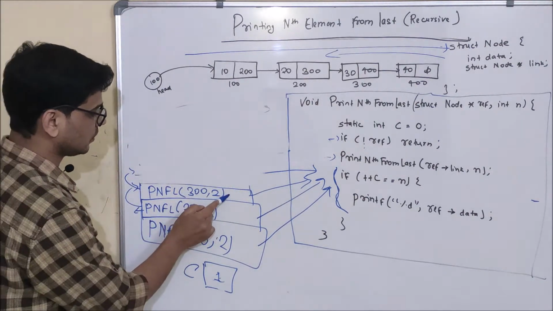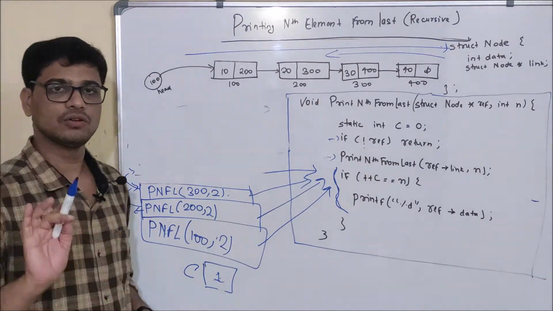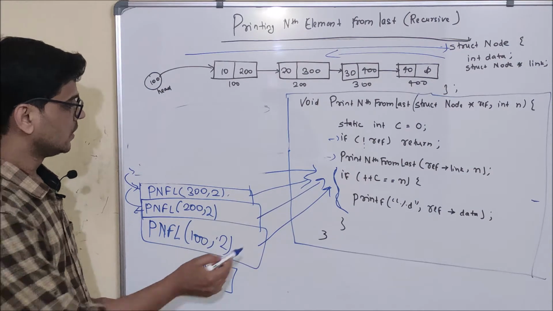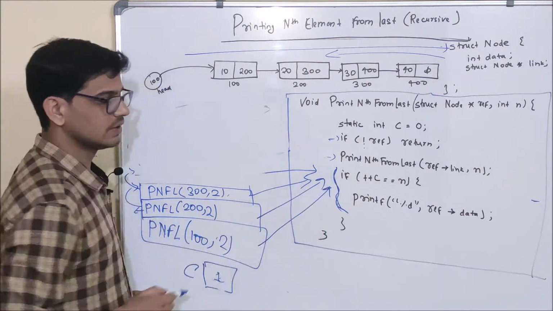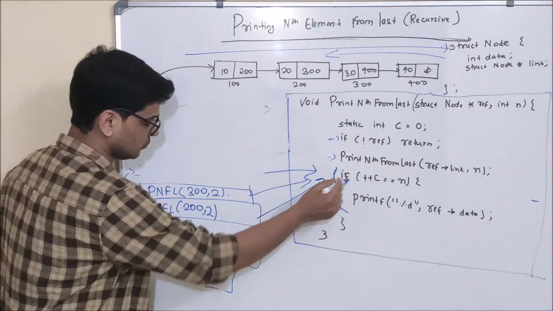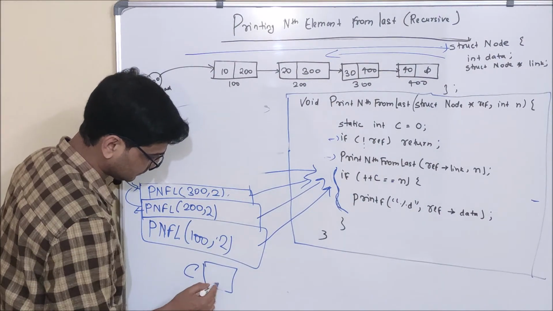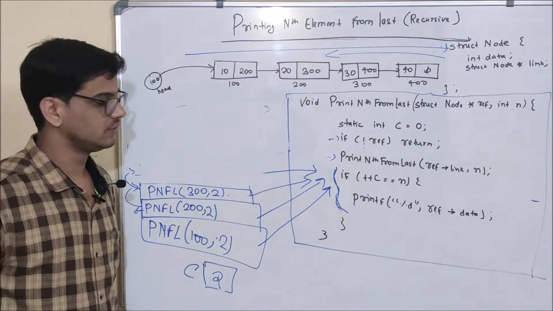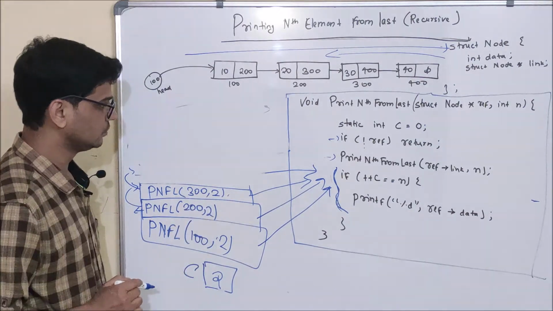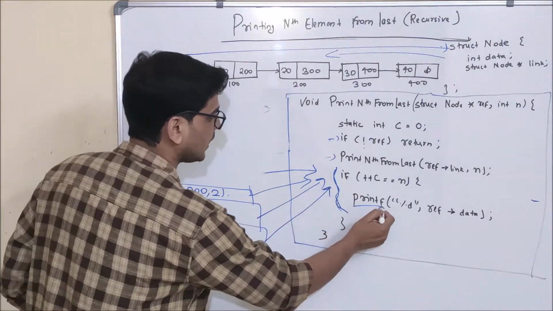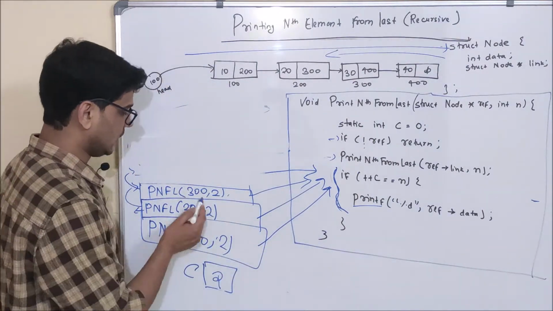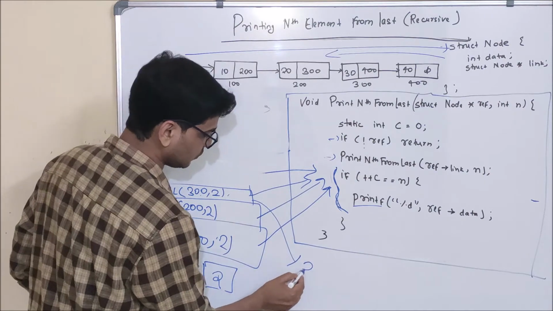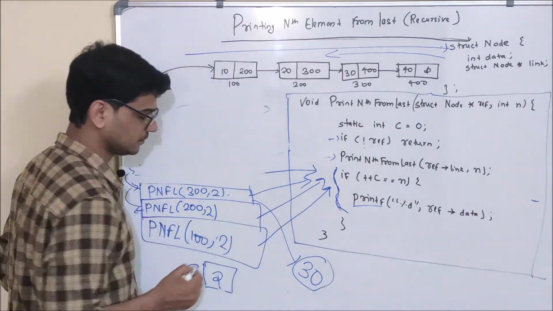And after that, control will come to PNFL 300, 2. And what will 300, 2 do? It will execute these two lines for itself. So first of all, it is going to increase C. It will make it 2, and then it will compare with N. As you can see here, N is 2 and C is 2. So this condition will be true, and ref data will be printed. Ref is 300 and ref data is 30. So this function will print 30.